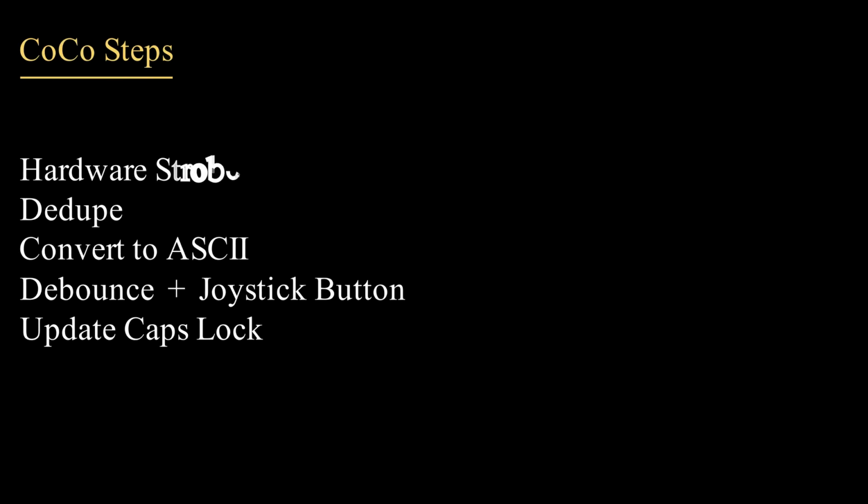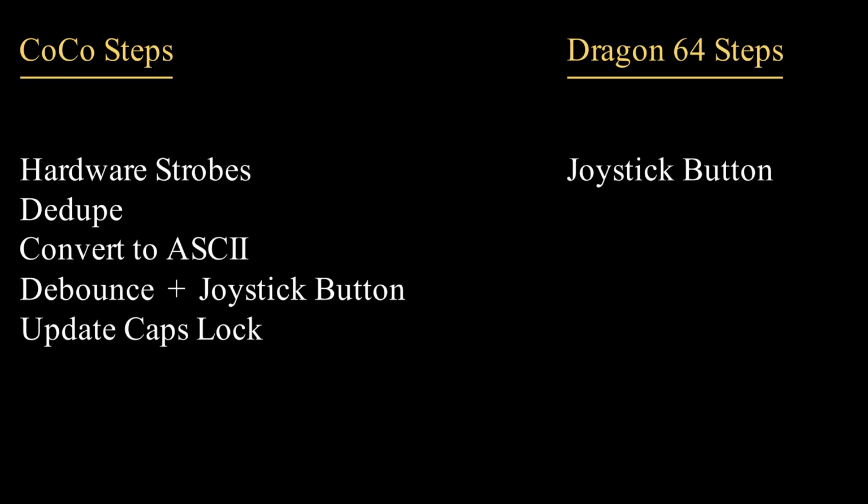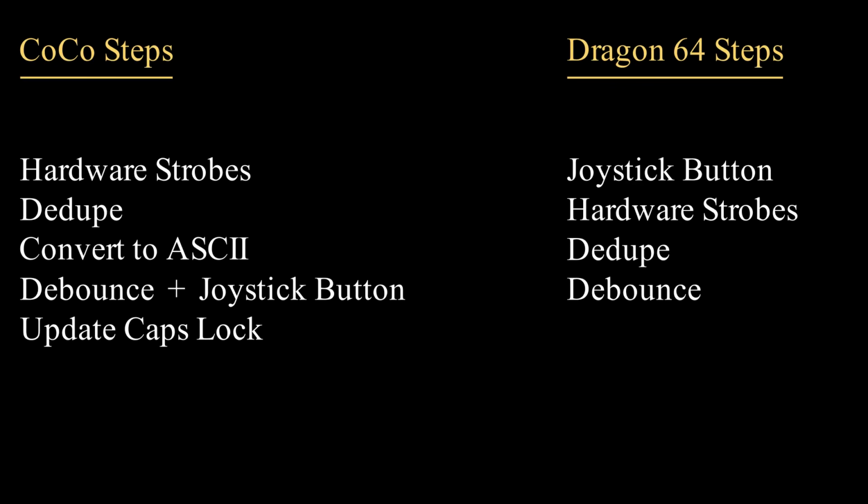These are the steps we went over for the CoCo. Let's see how they map onto the Dragon. The Dragon does the joystick button check early on, allowing it to skip everything else if it detects the joystick button is down. This makes more sense than checking it later like the CoCo does. Then, the Dragon does the same kind of hardware strobes and deduping as the CoCo. But then, before doing any ASCII conversion, the Dragon does the debouncing. Again, smarter than the CoCo, because if we detect chatter, the ASCII conversion would have been wasted work.